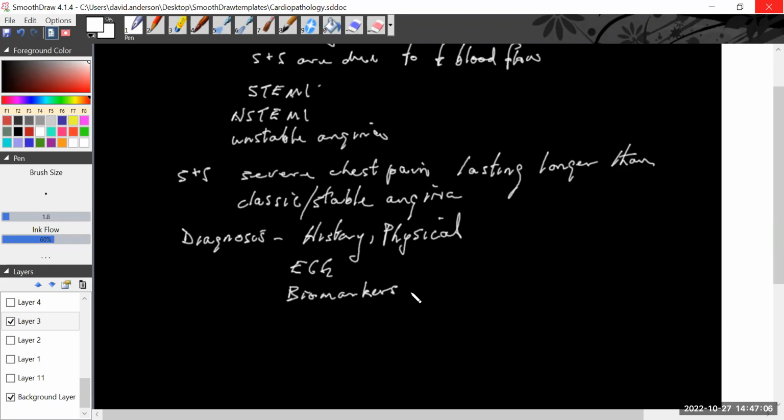So who's at risk for this? The same profile that we talked about for atherosclerosis. So we know there's lifestyle factors: smoking, obesity, sedentary, stress. Those are all factors that play a role in the development of these acute coronary syndromes. There are some non-modifiable risk factors up to about the age of 50, maybe mid-50s.